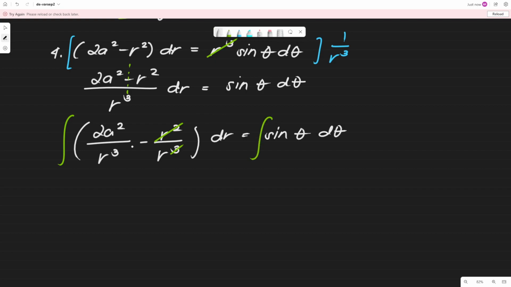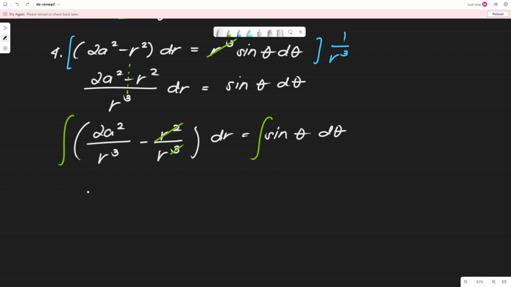So we have the antiderivative. Ito, distributed natin yung dr dito sa dalawang term. So we have the antiderivative of 2a squared over r cubed dr. Actually, this is equivalent to the integral of 2, or labas ko na yung 2a squared kasi constant naman yan. A is an arbitrary constant.